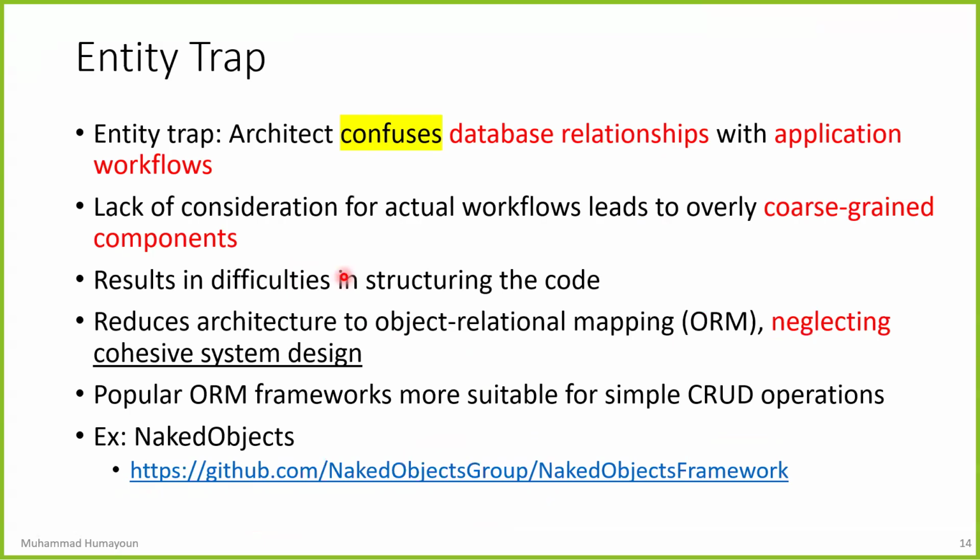The entity trap is when the architect confuses database relations with application workflows. Once you do that, for each database relation in your database, you try to make a component within your application. If you do that, you will have coarse-grained components. Coarse-grained components are the opposite of fine-grained components. So you will not have nice components, one for customer, one for some process. You will have all things connected with each other. The problem with such coarse-grained components is that once you want to restructure them, it is really hard.